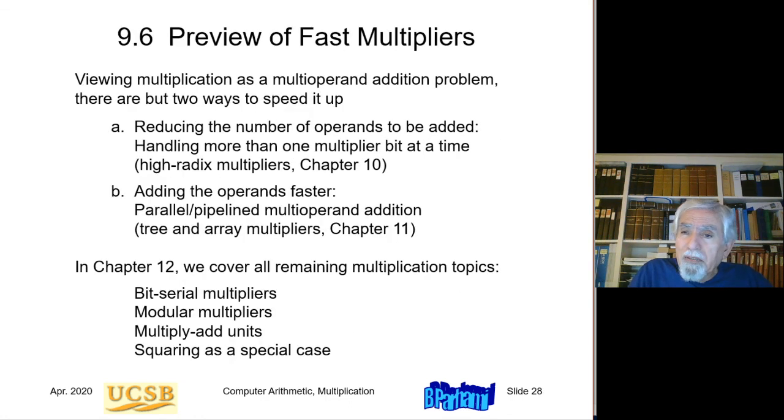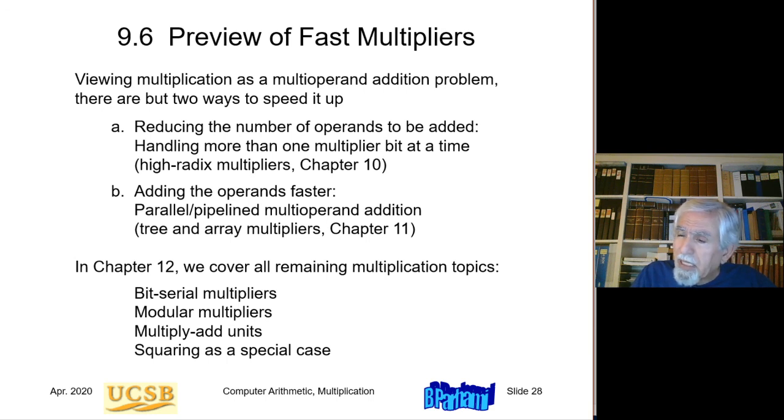Okay, the final item is a preview of fast multipliers. Now we said that a multiplication is basically a two-step process: forming all the partial products and then adding them together. There are two ways that occur to us immediately to speed things up. If there are fewer of those partial products, then we can add them faster.